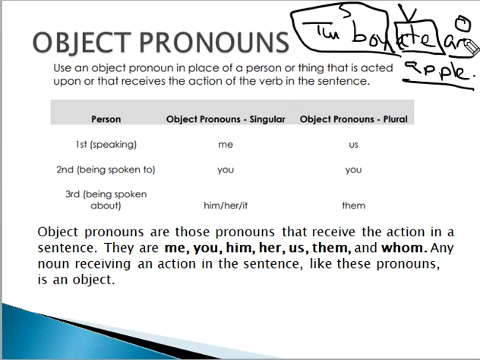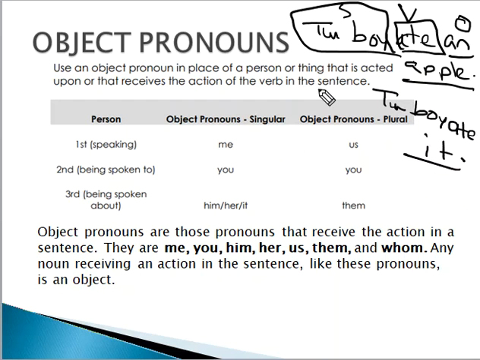Now we can replace this object with one of the pronouns. The boy ate, since it's an apple and it's not a human being, it's a thing, we can say the boy ate it. Ate it.